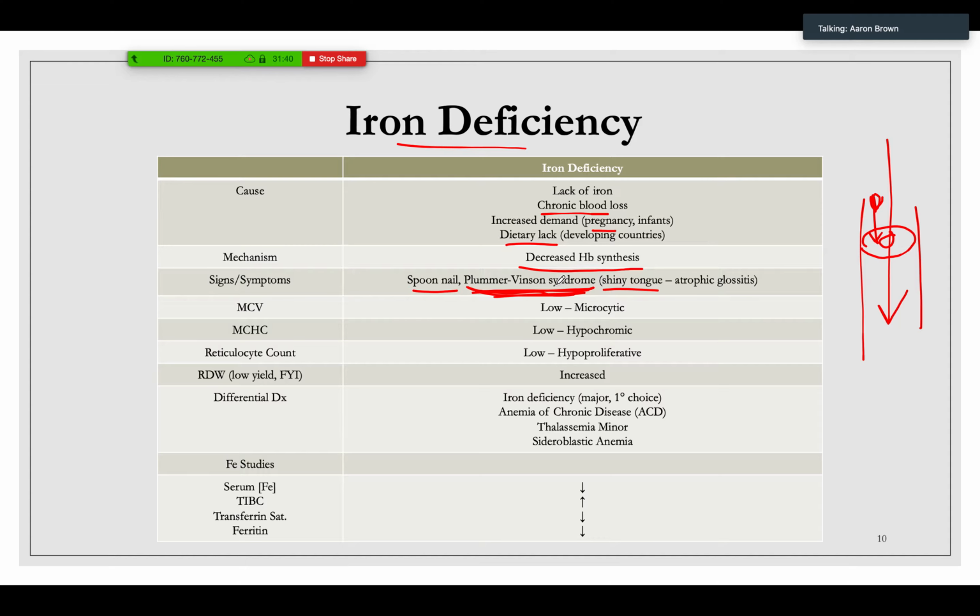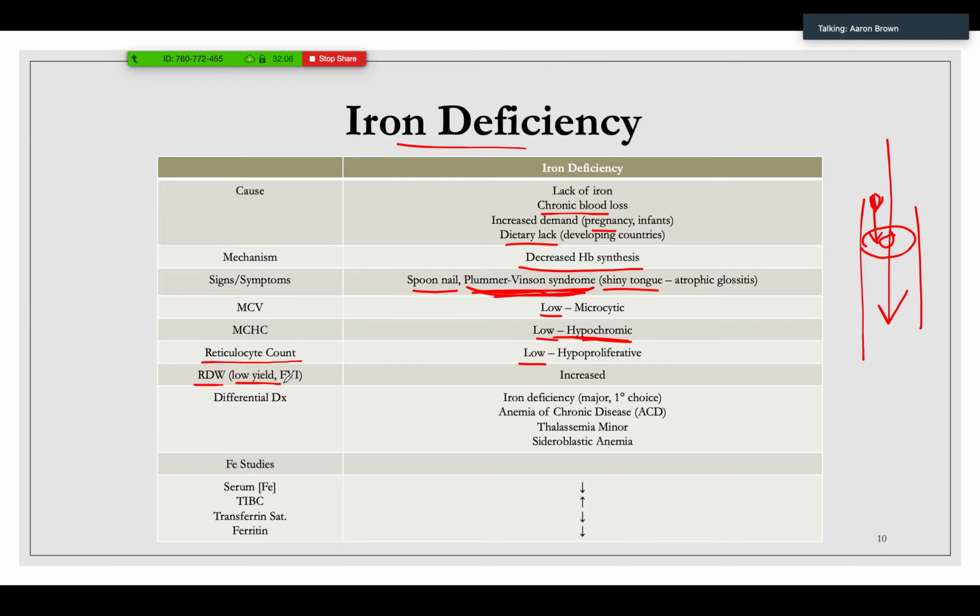And so for Plummer-Vinson syndrome, look for that iron deficiency, okay? MCV is low, MCHC is low. This is about the color of your red blood cells. It's hypochromic, it's missing its color. Reticulocyte count is low. This makes sense, right? If we cannot synthesize hemoglobin, we're not going to be able to make baby red blood cells. So the reticulocyte count should be low, okay?